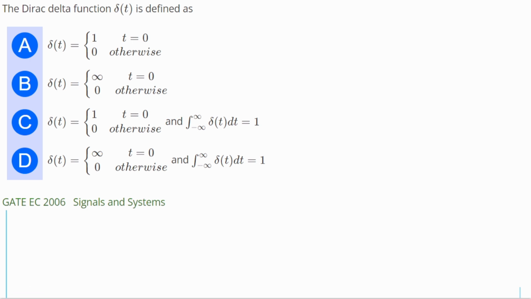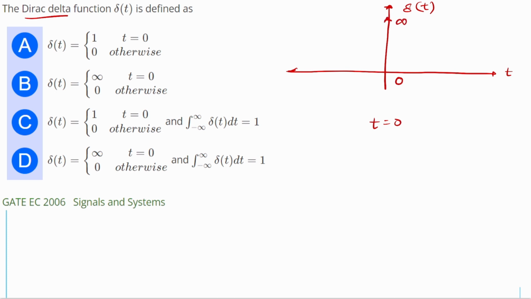The next question is about the Dirac delta function, delta t. They are asking you to define it. This function delta t is only present at t equals 0, otherwise its value is 0, and at t equals 0 its value goes up to infinity. That's why it is also known as the impulse function.